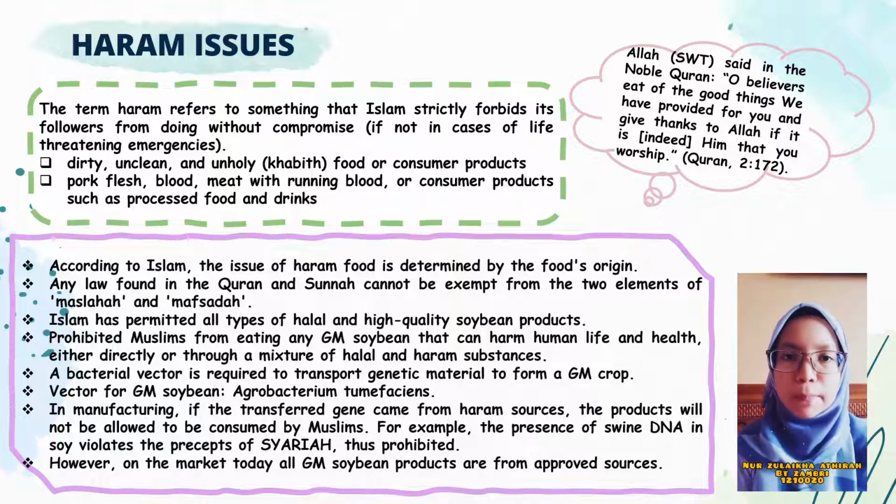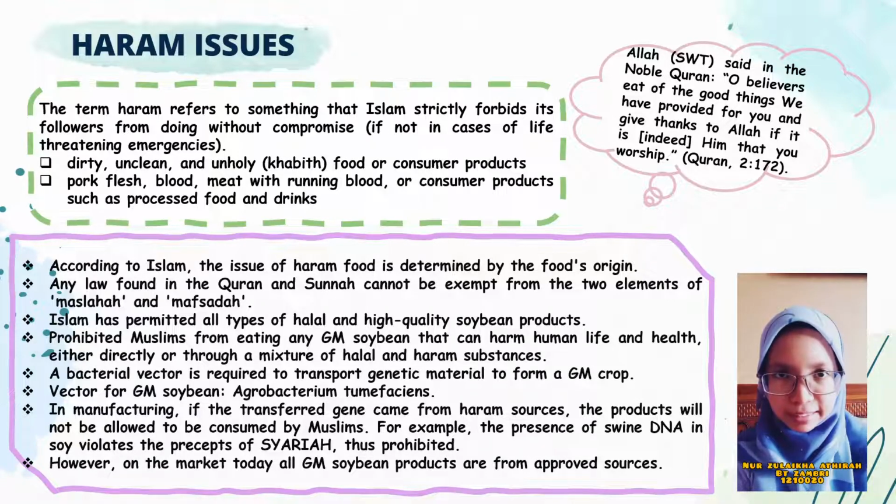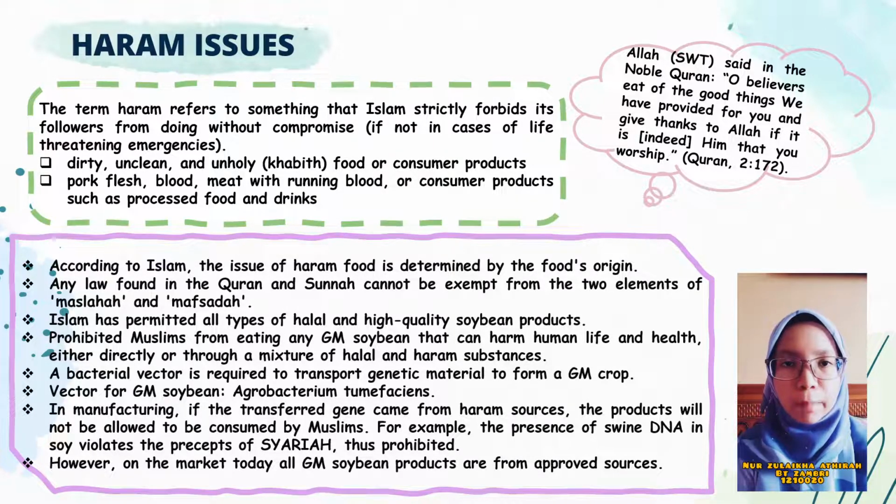For GM soybean, a bacterial vector is required to transport genetic material from one species to another. The vector most often used is of the type Agrobacterium tumefaciens. In manufacturing, GM soybean products can be developed by transferring genes from both haram and halal origins. If the transferred gene found in GM soybean products came from haram sources, the products will be declared haram and will not be allowed to be consumed by Muslims.